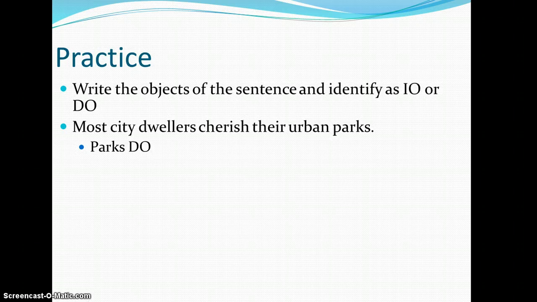Okay, so on your paper, this is what you're going to write. The sentence is going to pop up in just a minute. And here's an example. Most city dwellers cherish their urban parks. You don't have to write down the subject and the verb, but we can go through it. City dwellers would be the subject. They cherish. What do they cherish? Parks. So that's your direct object. To whom or what would be your indirect, and that's not in there. There is no to whom or what. So you're not going to answer the indirect object because there isn't one. So on your paper you just write down parks, DO.